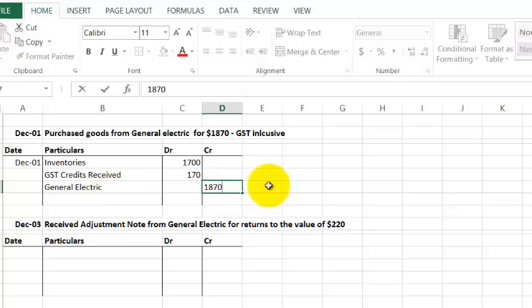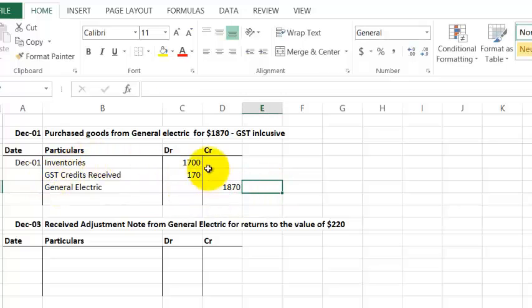There we have it. That's one of those items I did before, which is very similar to when we purchase any other good or service, like an expense, like you saw in the previous example. You've got the GST credits received, which ends up being a rebate that we're going to claim back from the government. Alright, so that's the first entry.